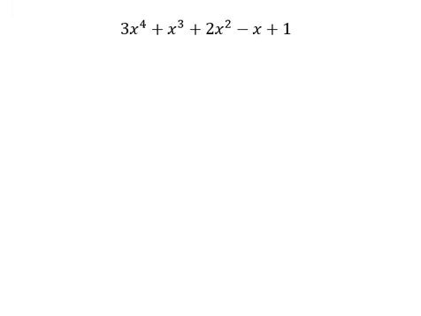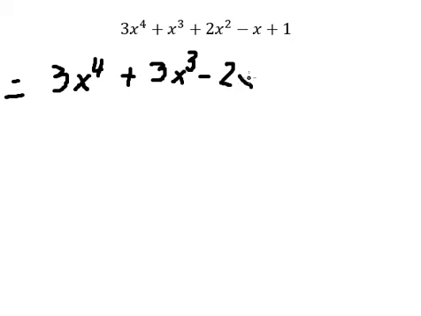So today I will show you how to do factorization. The first thing, we put 3x to the power of 4 here. X to the power of 3, we can put 3x to the power of 3 minus 2x to the power of 3. So that's why we have number 1 in here.